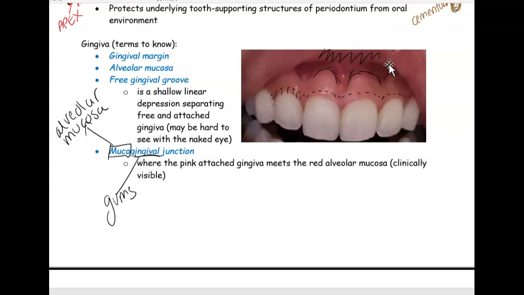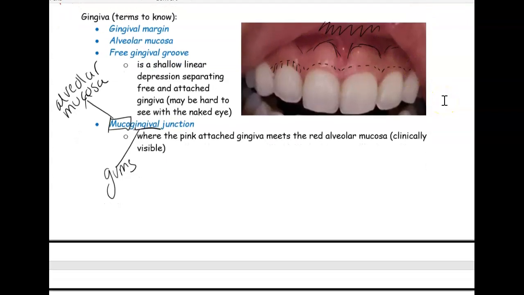It's dark red. Your alveolar mucosa has a rich blood supply. That's why it's so dark and red, because there's lots of blood supply there. And then the gingiva comes from this part over here, your gums. So junction is where the two meet. Your mucogingival junction is right here, because this is where your alveolar mucosa and your gums meet. So right over here with this black line, that's where they meet, and that is known as your mucogingival junction.